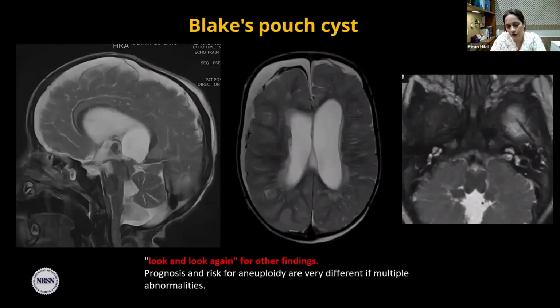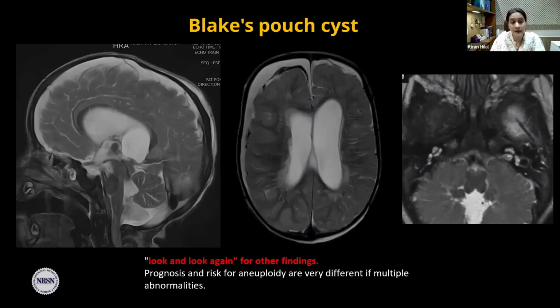For example, this is one of our recent cases while we were reporting it. You can see a Blake's pouch cyst here. The fourth ventricle is enlarged, communicating with this. The vermis is totally formed. But just look at this associated supratentorial abnormality, which is showing pachygyria and abnormal white matter because of cortical malformation development. You can see the cortical dysplasia or cortical malformation in the cerebellum as well, so look again and again for other findings. Prognosis and risk of aneuploidy are very different if multiple abnormalities are present.